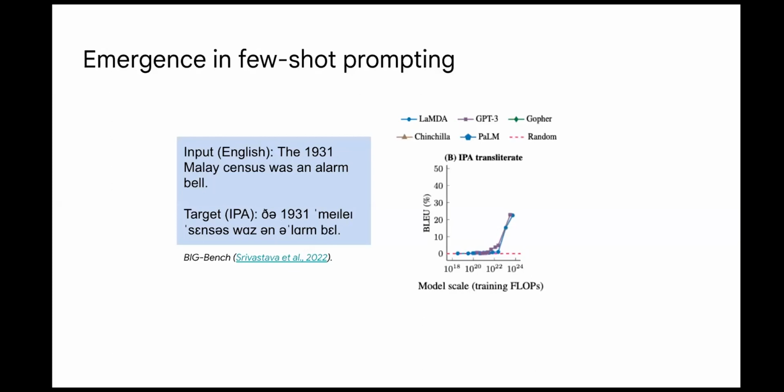And what you again see is that when you pass this threshold of about 10 to the 22 training FLOPs, then you get performance that's well above random on this task.